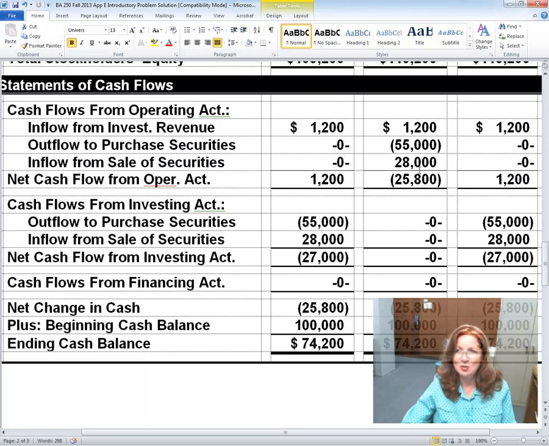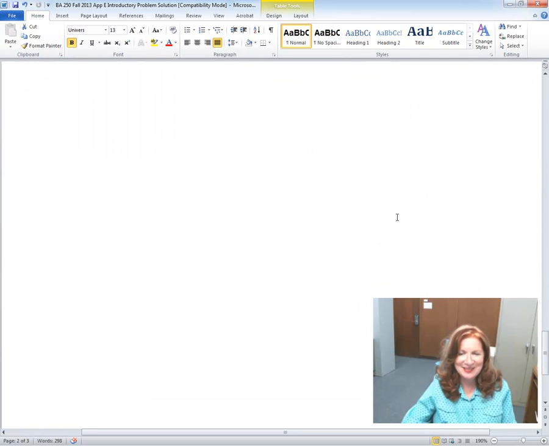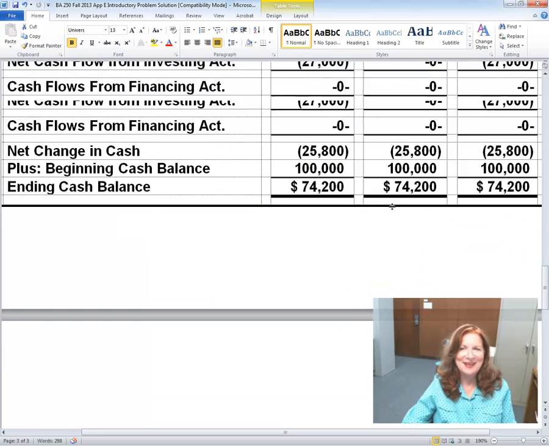So now here's the trading securities, and everything is in the operating activities, and here's the available for sale, and they're in the investing activities. So the cash flows for these two are in the investing activities. The cash flows for the trading securities are in the operating activities. So those are our statements, and that's what they look like.